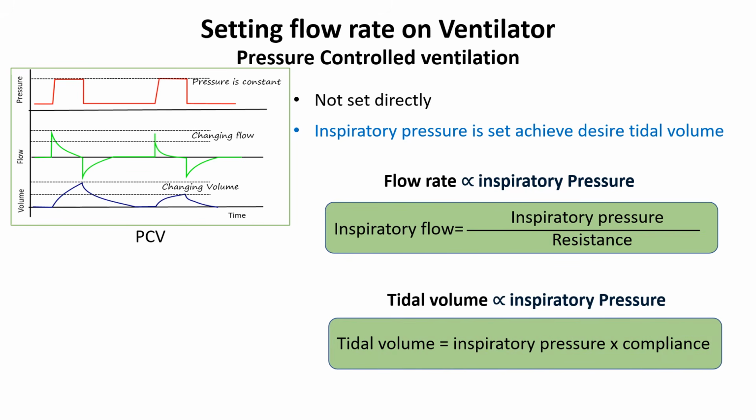The flow pattern in pressure-controlled ventilation is decelerating. This is because flow is driven by the pressure gradient between the ventilator and the lungs. At the start of inspiration, when the pressure difference is greatest, flow is at its peak. As the lungs fill and alveolar pressure rises, the pressure gradient decreases, leading to a progressive decline in inspiratory flow.